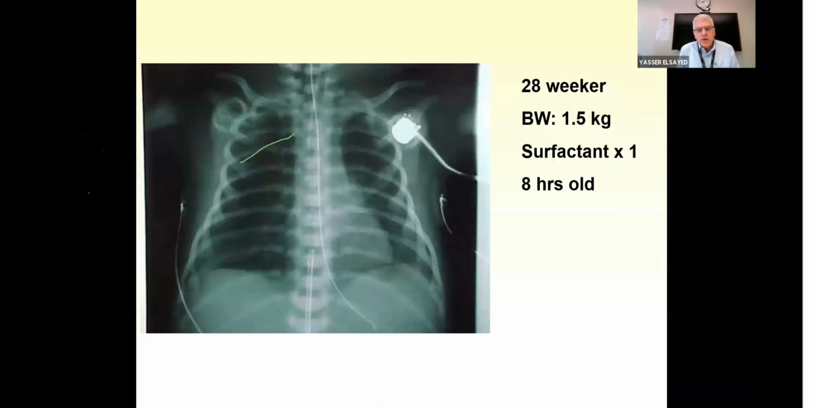Let me give you another example here. We have a 28-weeker, 1.5 kilos. You've given surfactant at birth, and now the baby is 8 hours old. And you can see that X-ray. If anything, those lungs are a bit hyperinflated. You have a flat diaphragm. Your heart is a bit small, and I would say this is a bit hyperinflated.